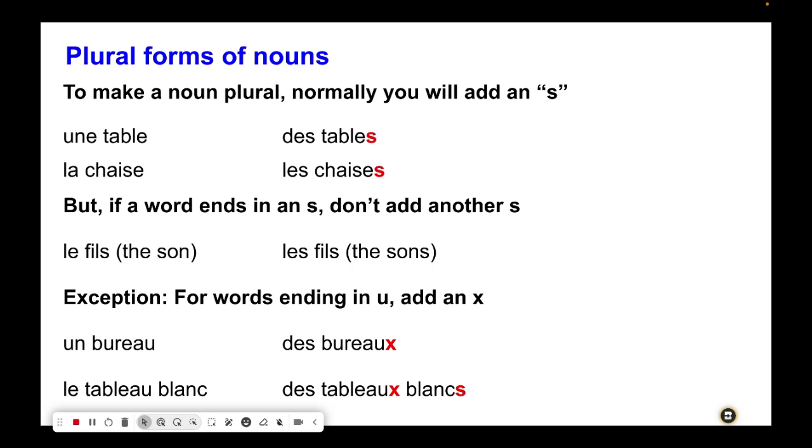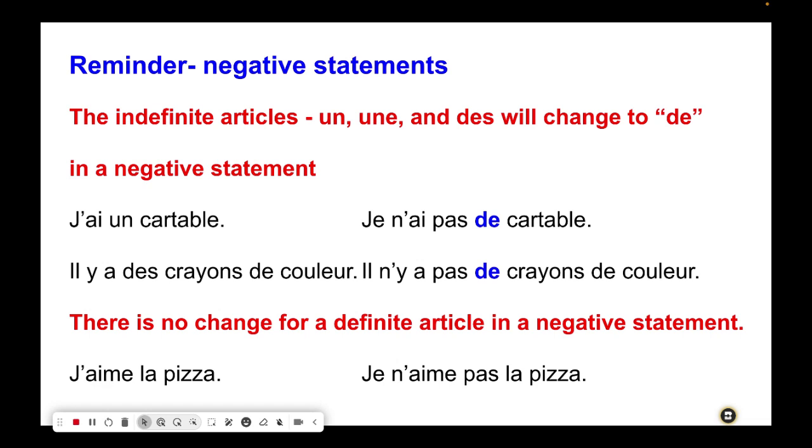And there are some exceptions. So, as I said, most of the nouns you add an S, but if the noun ends with a U, instead of adding an S, you will have to add an X at the end. So, un bureau means a desk, des bureaux means desks. Le tableau blanc means the whiteboard. Des tableaux blancs means the whiteboards. So in French, even the adjective takes an S, and we are going to learn that in the next modules.